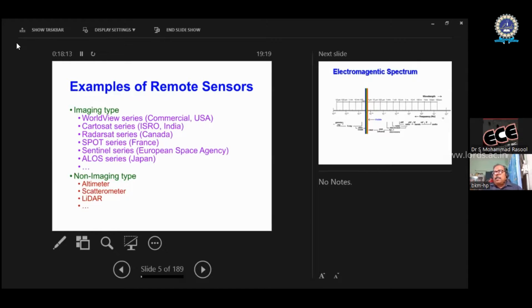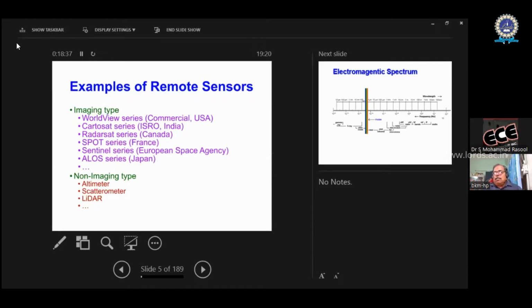European Space Agency provides the Sentinel series. The Japanese had ALOS, that is Advanced Land Observation Systems, ALOS 1, 2, etc. So these are remote sensors which provide data in the form of images. And then there are non-imaging types also.